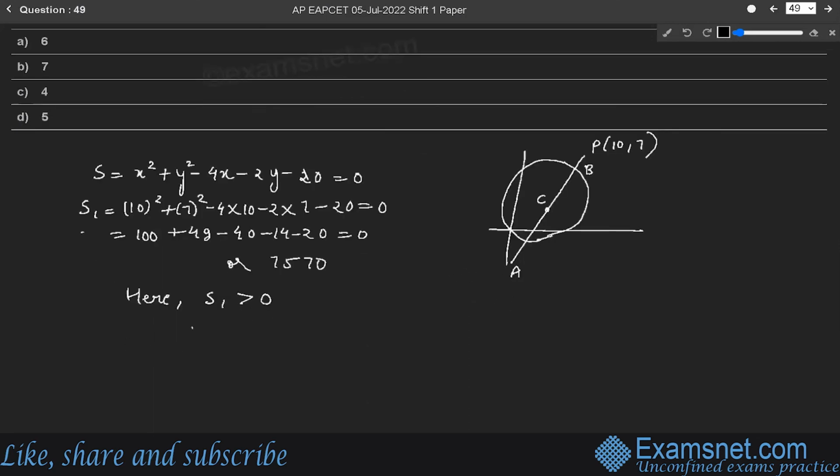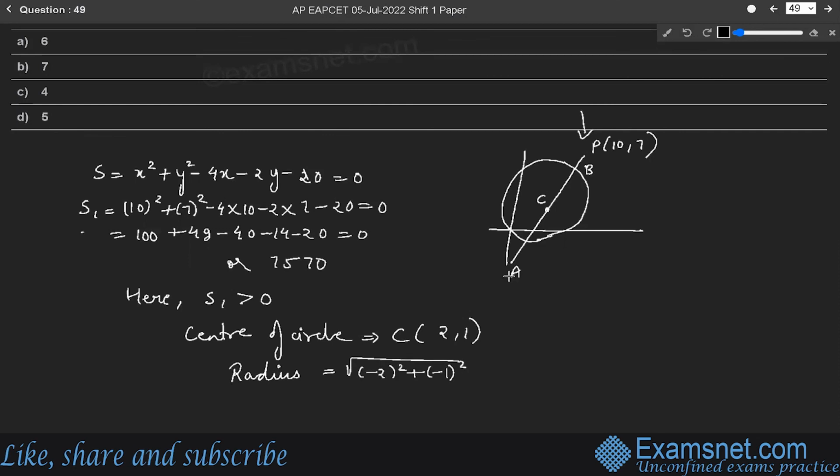Therefore, the center of this circle, which is denoted by C, will be (2, 1). You can see that the point is outside the circle. Now let us calculate the radius. Radius will be equal to under root of (minus 2) whole square plus (minus 1) whole square plus 20, which will be equal to under root of 25, which is equal to 5.